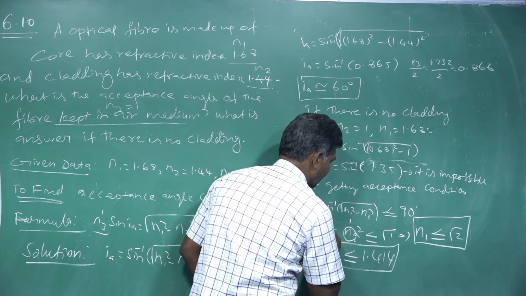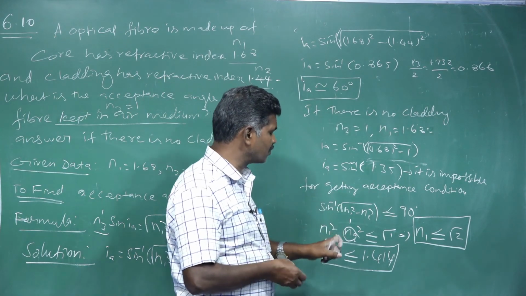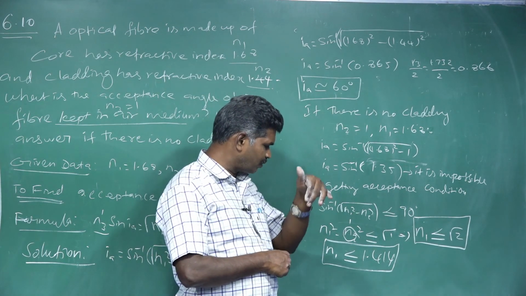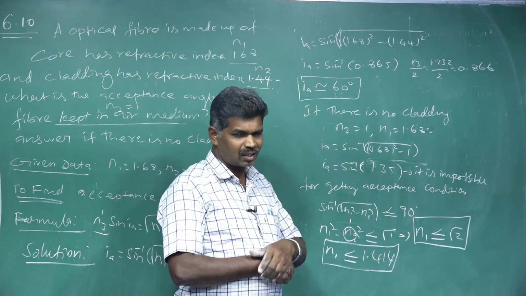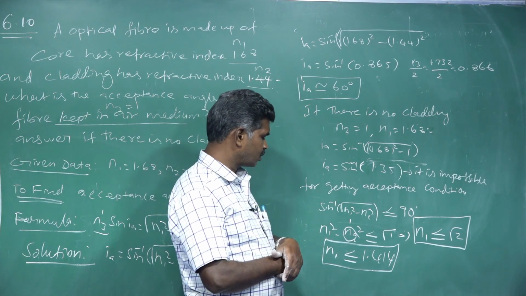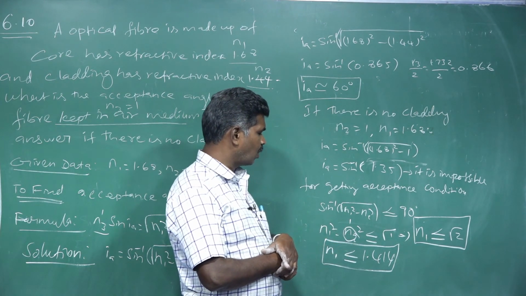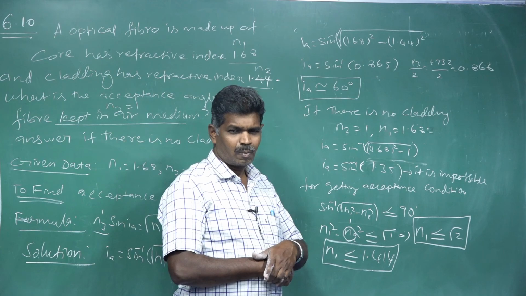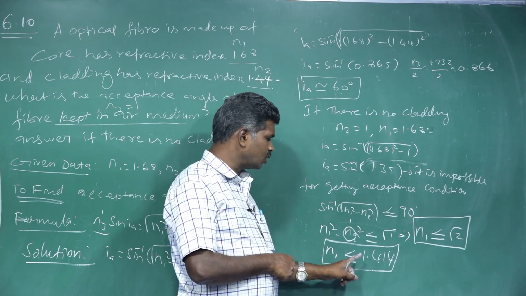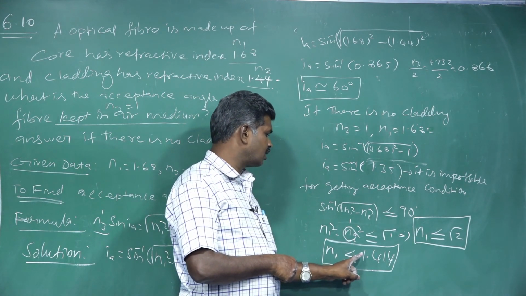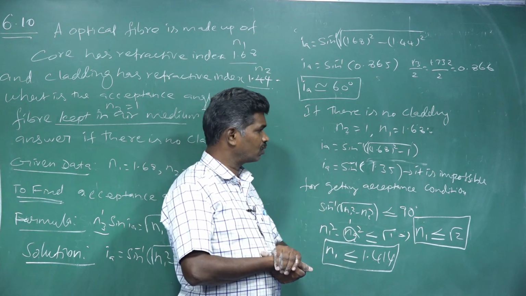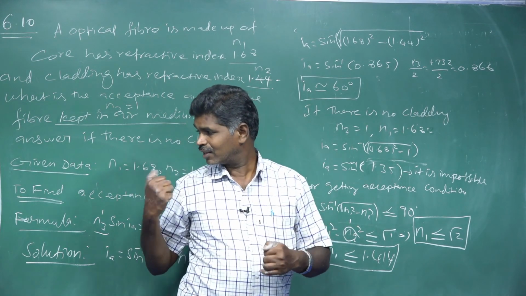If the core has this value, 1.414 or less, as the refractive index of the core, then we do not need the cladding. Air can act as the cladding. So that is the necessary condition. For without cladding, we can transmit the signal through the core if the core has a refractive index of 1.414 or less. That is the answer to our second question.